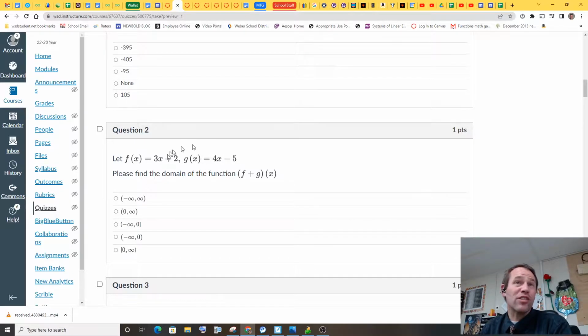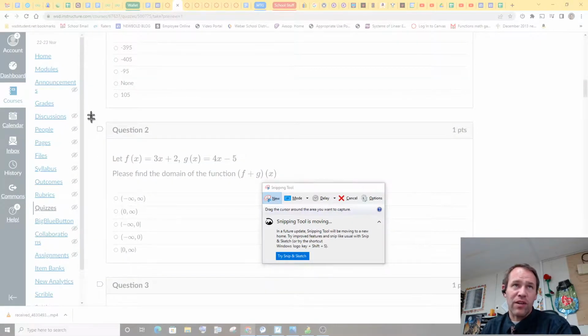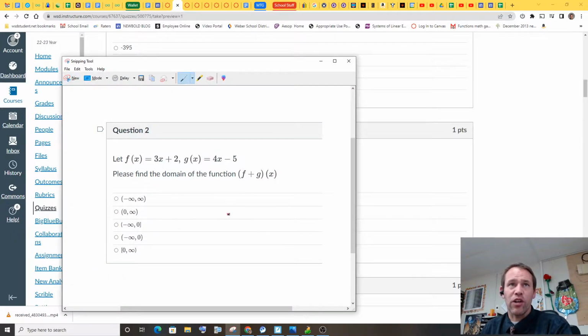This one's asking you to add those together and then look at the domain. The f plus g just means to add f of x plus g of x. Oh, that's easy. 3x plus 4x is 7x. And negative 5 plus 2 is negative 3. Okay, well, what's the function? 7x minus 3? Oh, it's just a line, down here at negative 1, negative 2, negative 3, with a really steep slope.